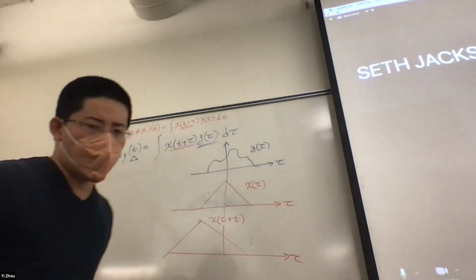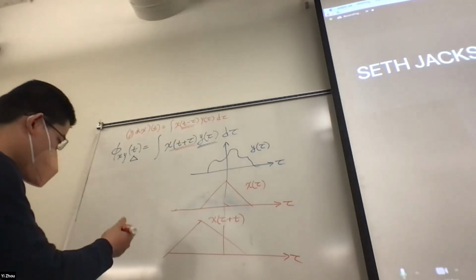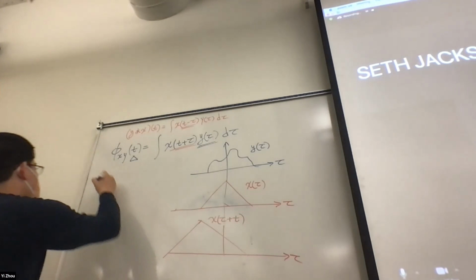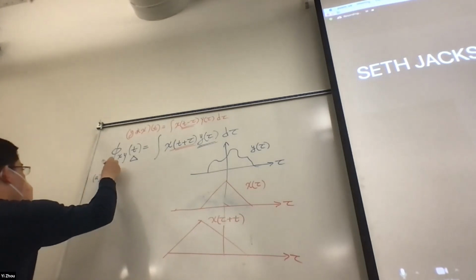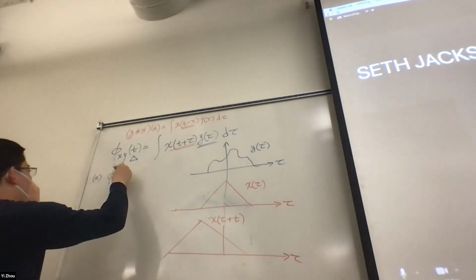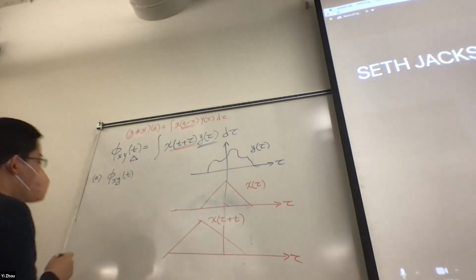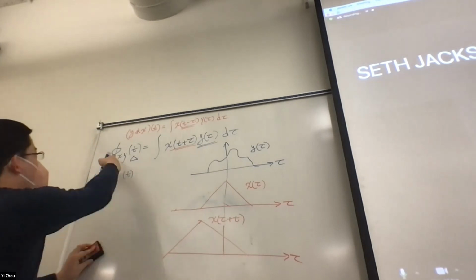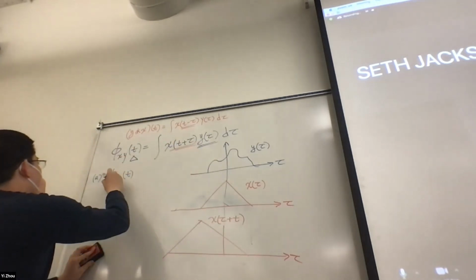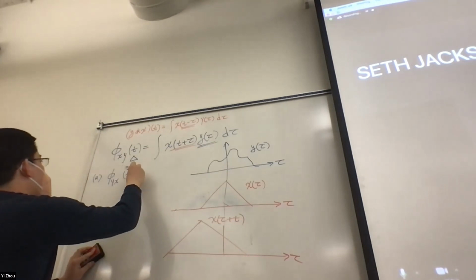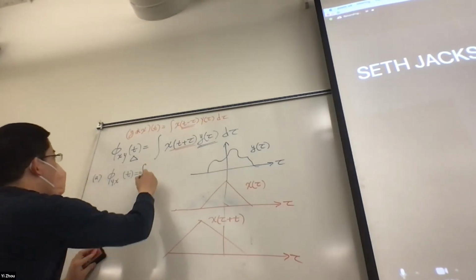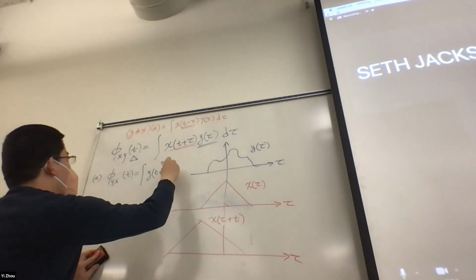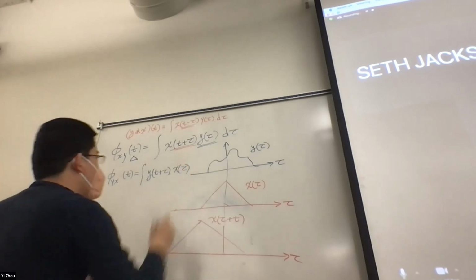Okay, so the first question is to look at the relation between phi_xy(t) and phi_yx(t). So we have phi_xy(t) here. So phi_yx(t), now by definition, is the integral of y(t plus tau) x(tau) d tau.